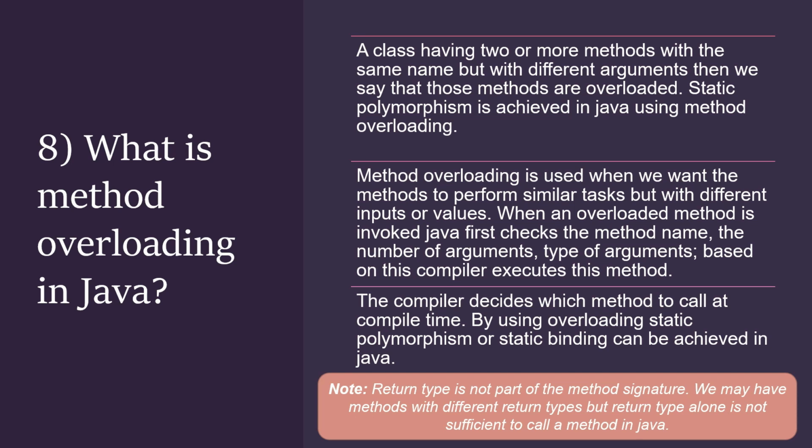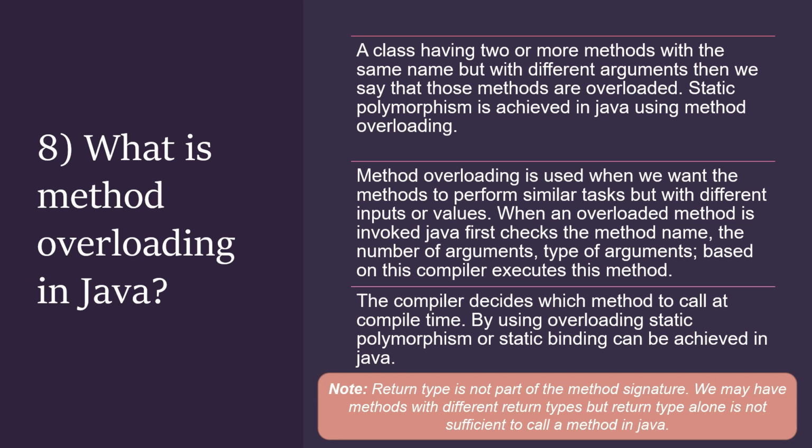Question 8. What is method overloading in Java? If a class has two or more methods with the same name but with different arguments, then we say that those methods are overloaded. Static polymorphism is achieved in Java using method overloading. Method overloading is used when we want the methods to perform similar tasks but with different inputs or values. When an overloaded method is invoked, Java first checks the method name, the number of arguments, and the type of arguments. Based on this, the compiler executes this method.